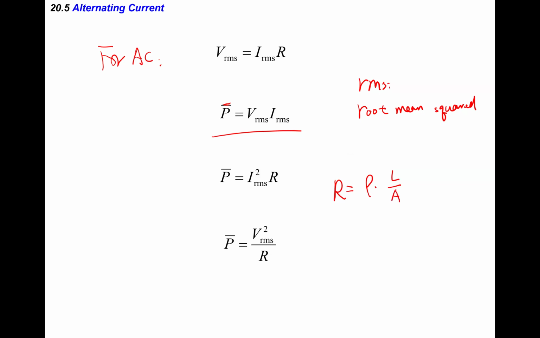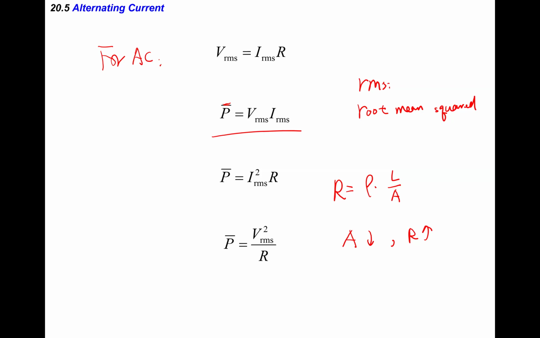Okay, so R will be equal to rho times L over A. So what do we have? If you have a smaller A, you are going to have a bigger R, right? So if you have a bigger resistance, what do we have?